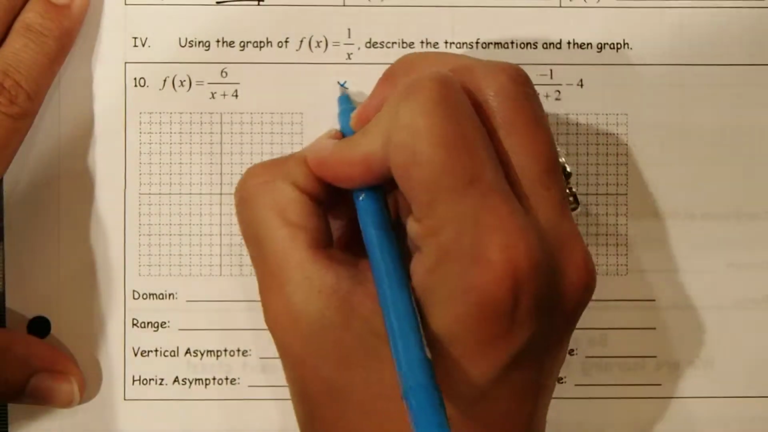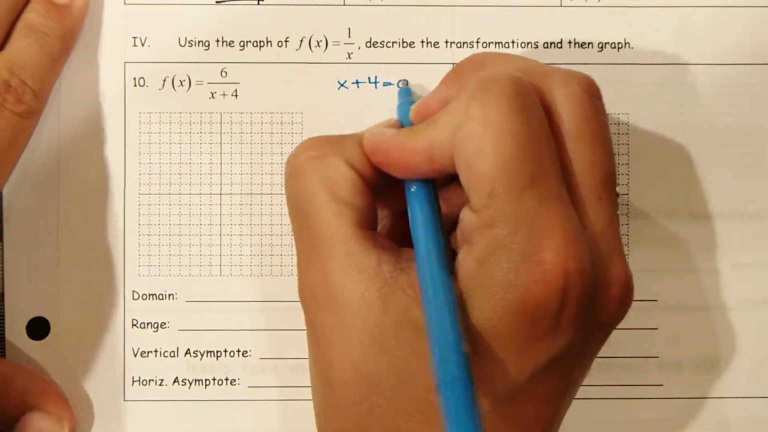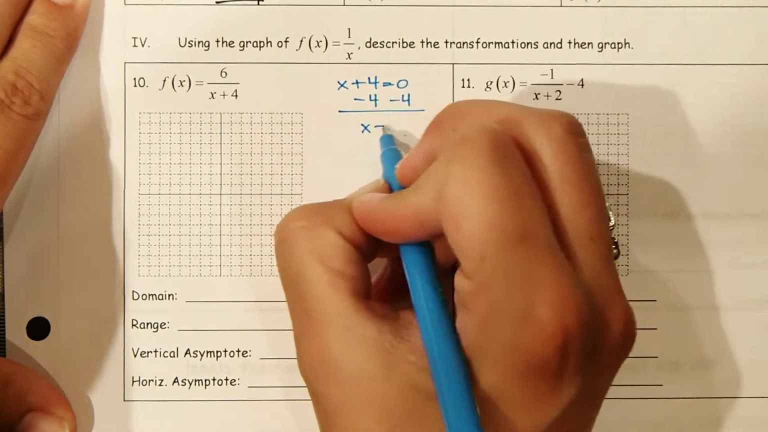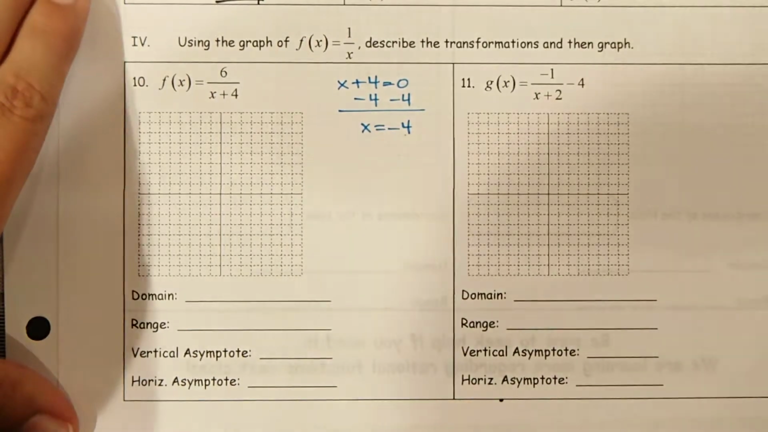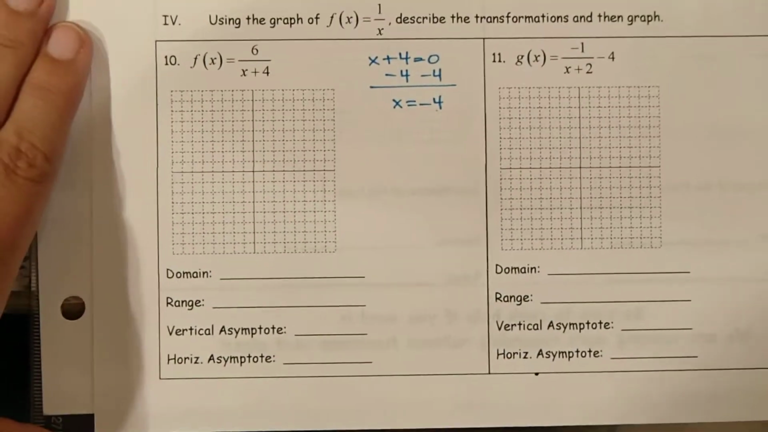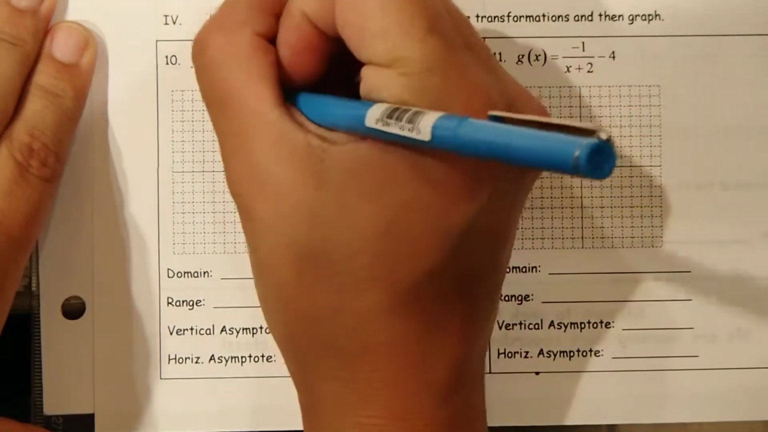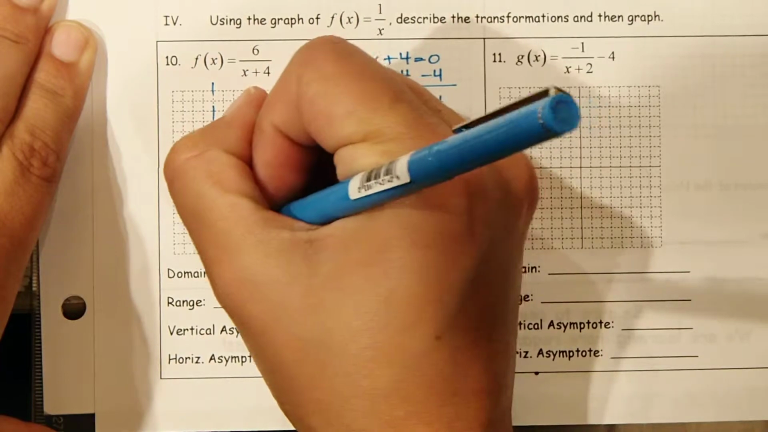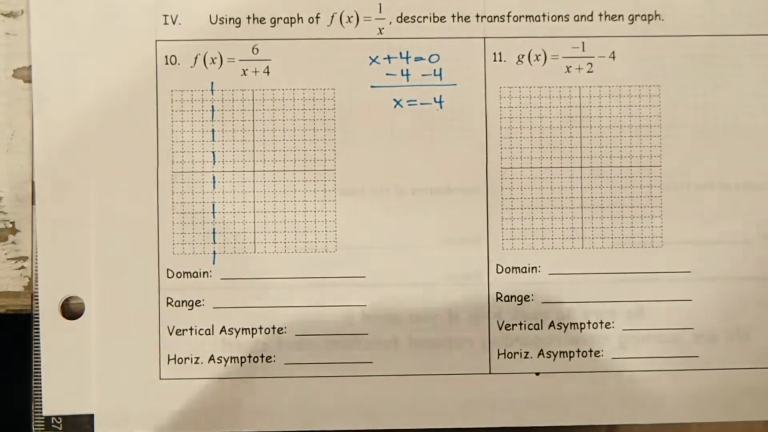So we're going to find the vertical asymptote by setting the denominator equal to 0. Subtract 4, x equals negative 4. So that tells me I'm going to have an asymptote at x equals negative 4. So 1, 2, 3, 4. So there's my asymptote.